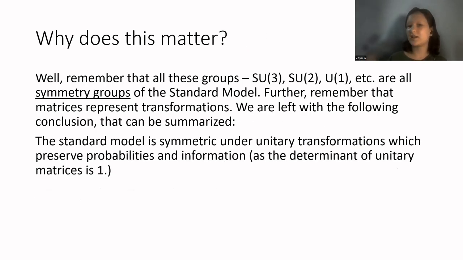So why exactly does any of this matter? Well, remember that all of these groups, SU3, SU2, U1, etc., are all symmetry groups of the standard model. Further, remember that these matrices represent transformations. We are left with the following conclusion: the standard model is symmetric under unitary transformations, which preserve probabilities and information, as the determinant of these special unitary matrices is 1.